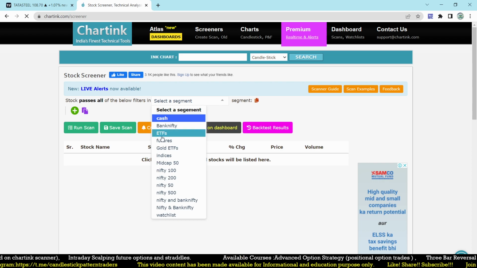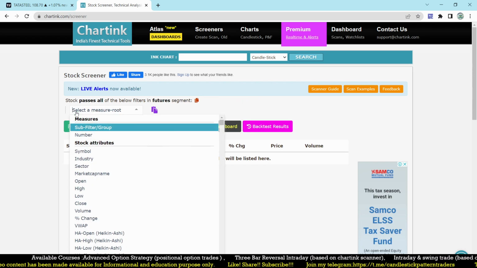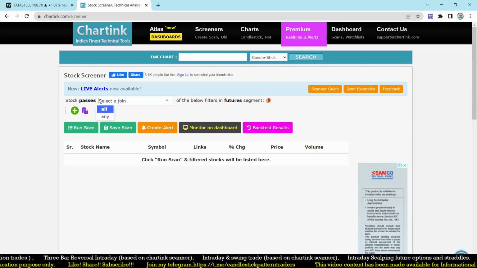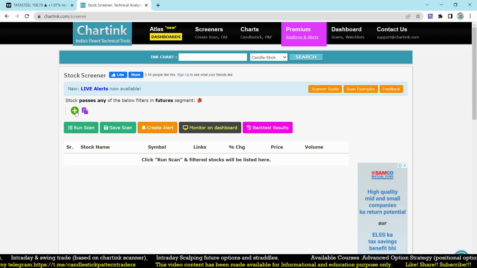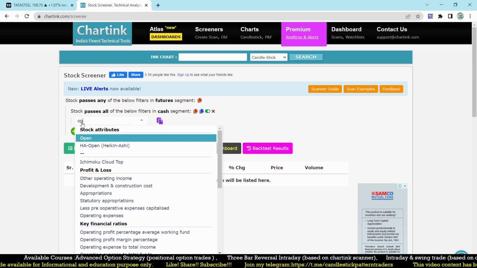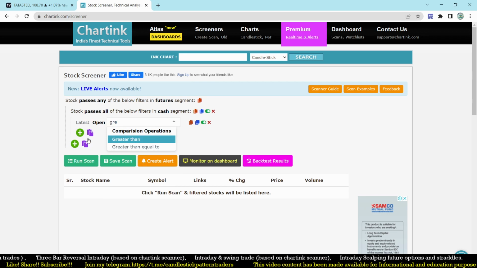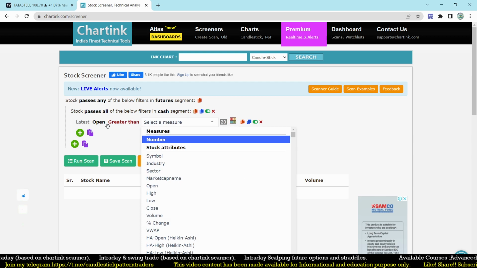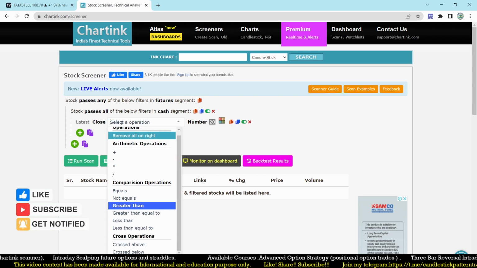Which futures stocks I'm going to select, and I'm going to create the scan. First of all, we will apply two conditions at this point. Open a sub filter group, stock passes all, and what I'm going to focus on: the latest open must be greater than the close, or the latest close must be less than open.